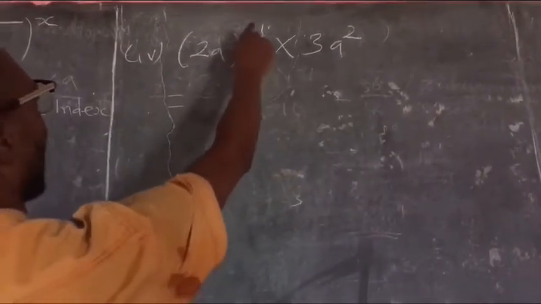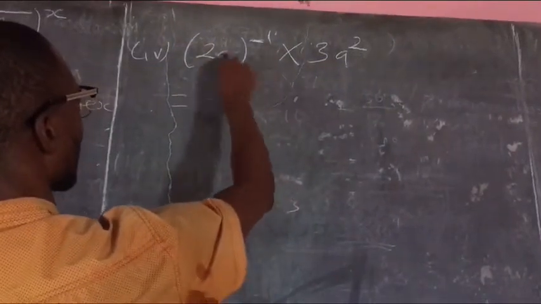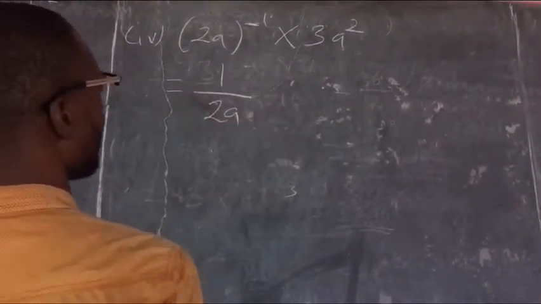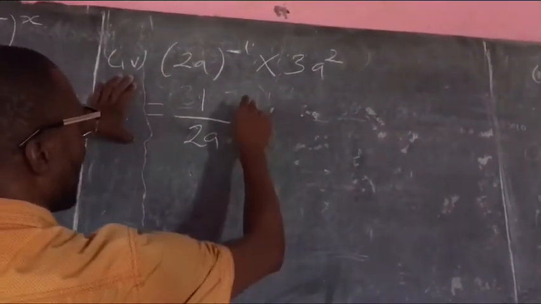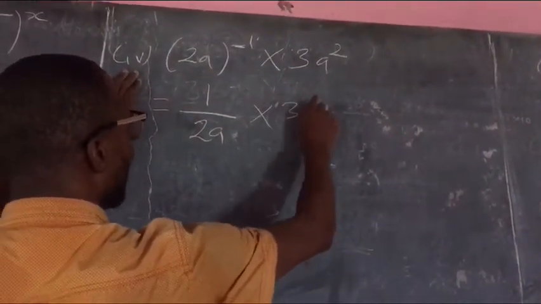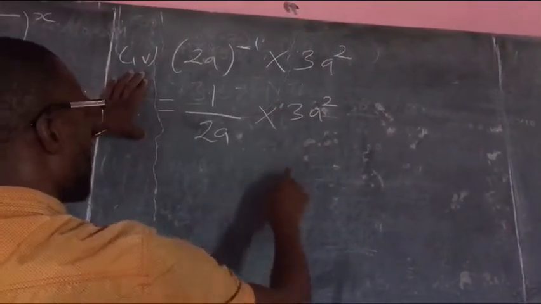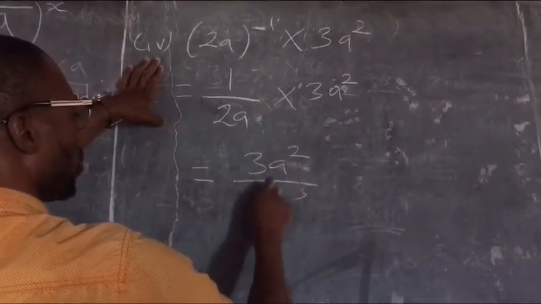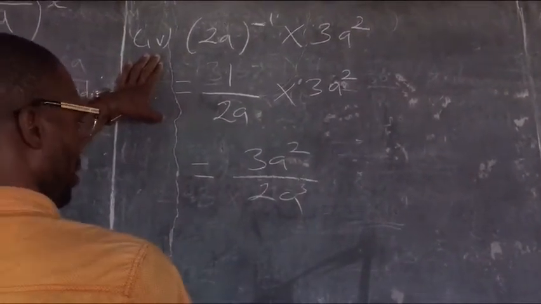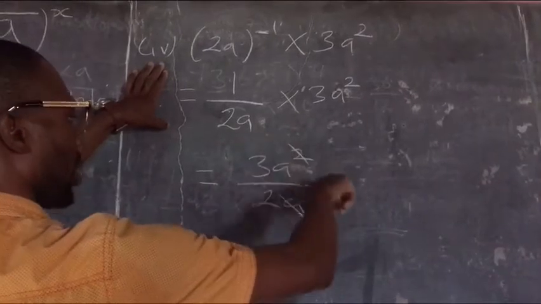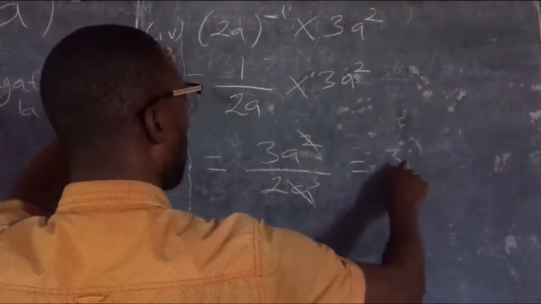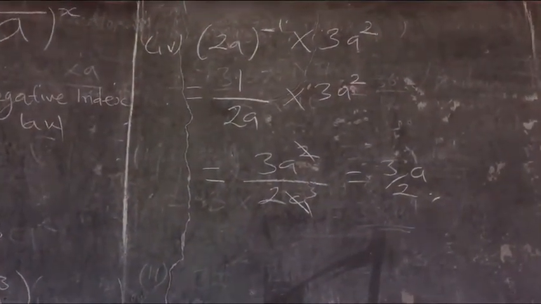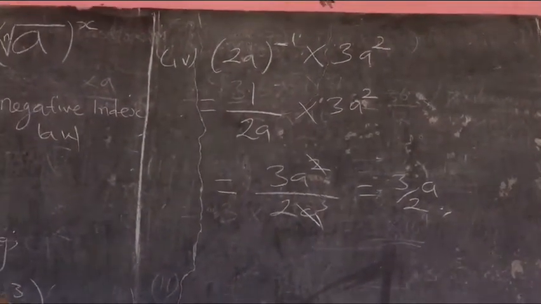So from here, we have negative indices. What this one means is 1 over 2a, like this. Then times 3a squared. If I multiply this one and this one, I will get 3a squared over 2a. So this one will cancel this one. I will get 3a over 2. That's my answer.